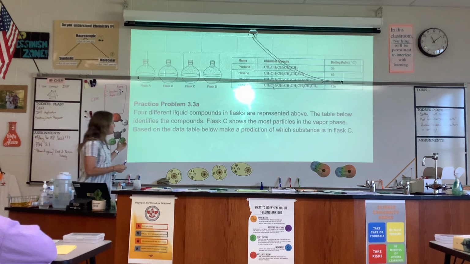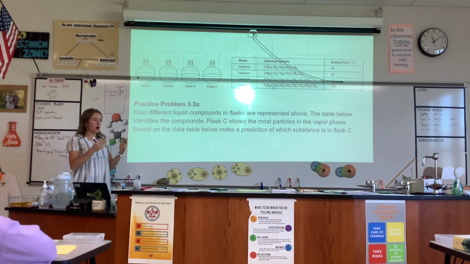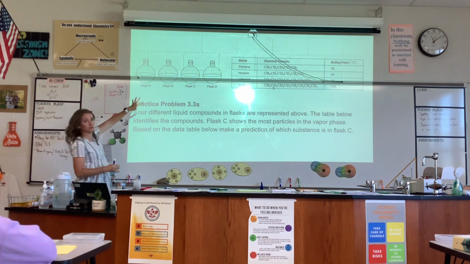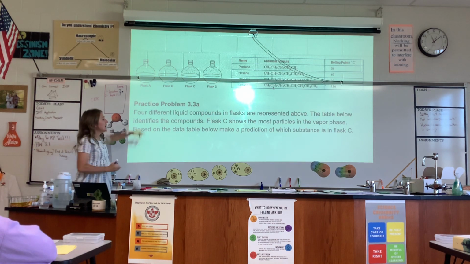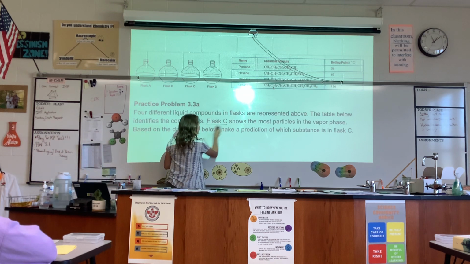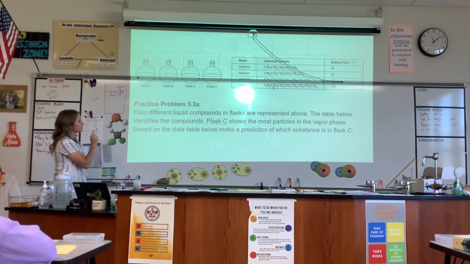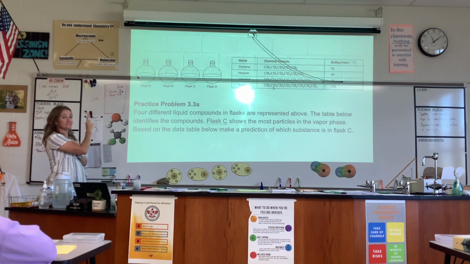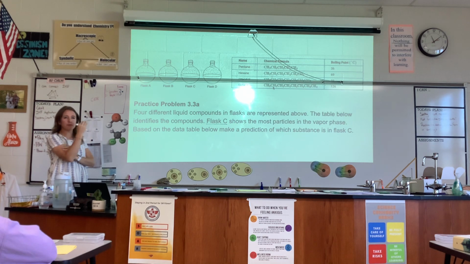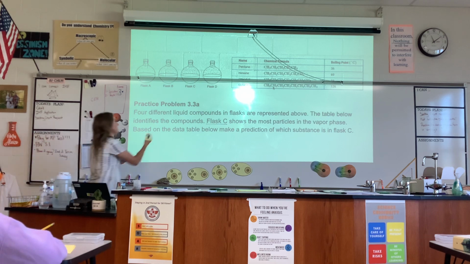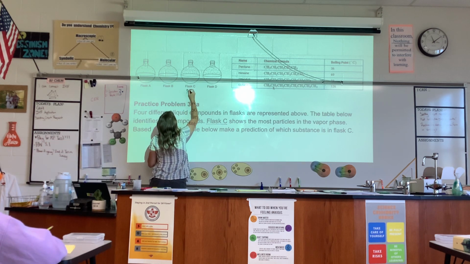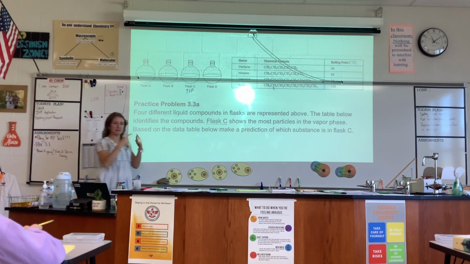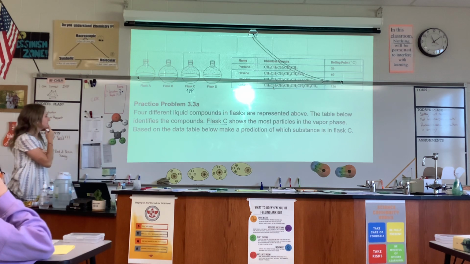Okay, the table, also above, identifies the compounds. So I don't know which is which, but I know there's these 4 things in those 4 containers. Okay, we're focused on flask C, and it shows that most particles are in the vapor phase. So right there my brain would say, oh, C has a high vapor pressure. That's what that picture is showing me, okay? As I'm reading, I'm piecing together what I see.